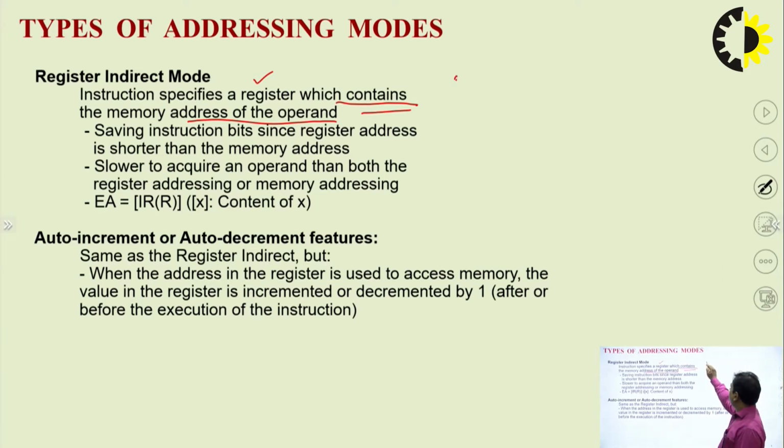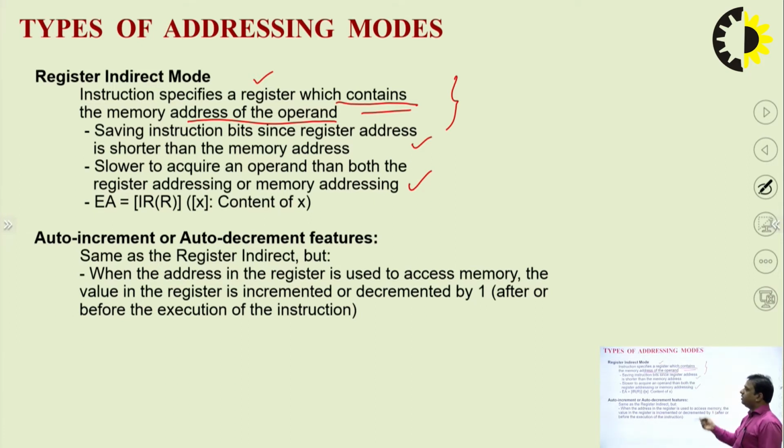So this has two-step fetching of data. First you have to go to the register and see what address is in the register, then go to that memory address, then find the operand, right? So it saves instruction bits, as a register address is shorter than the memory address. This is slower as compared to the register direct mode.